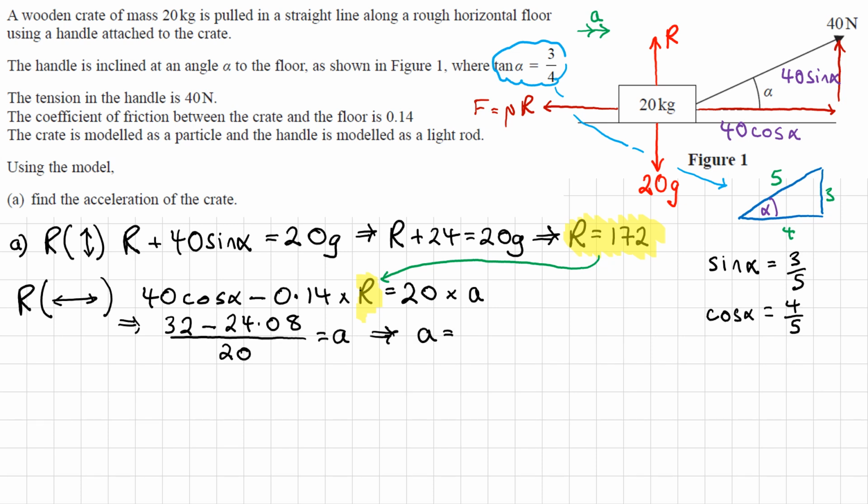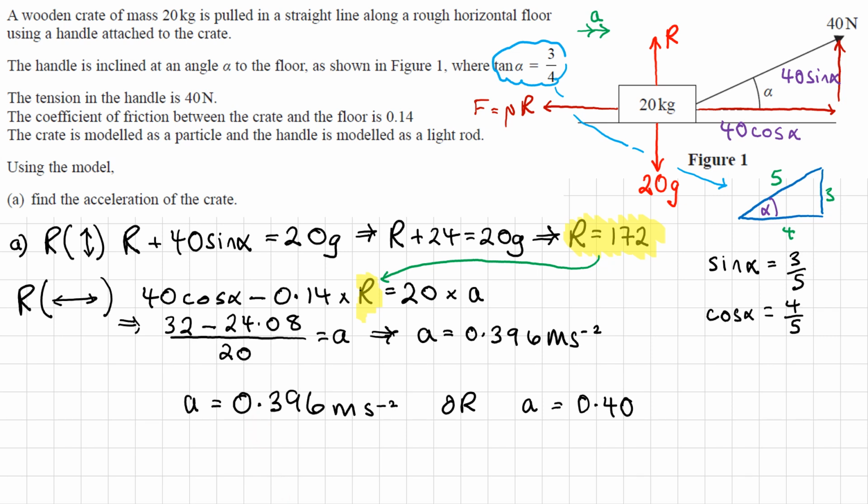And that gives me exactly 0.396. Now, we should always give our answer to 2 or 3 significant figures anytime we use a value of g of 9.8 in our working. This answer here is 3 significant figures, so I don't need to round that. But I could also give my answer to 2 significant figures. So an alternative answer, if I round this to 2 significant figures, would be 0.40 meters per second squared.